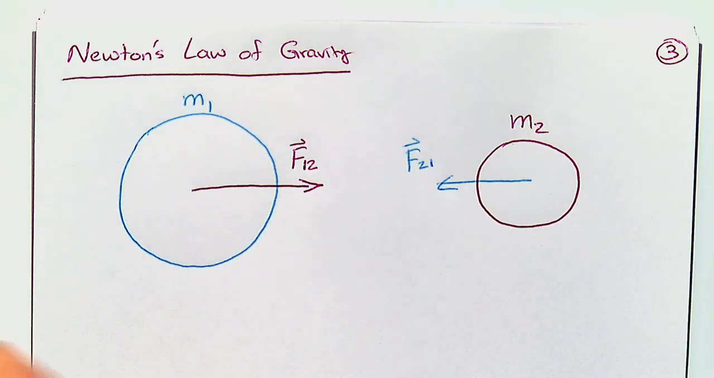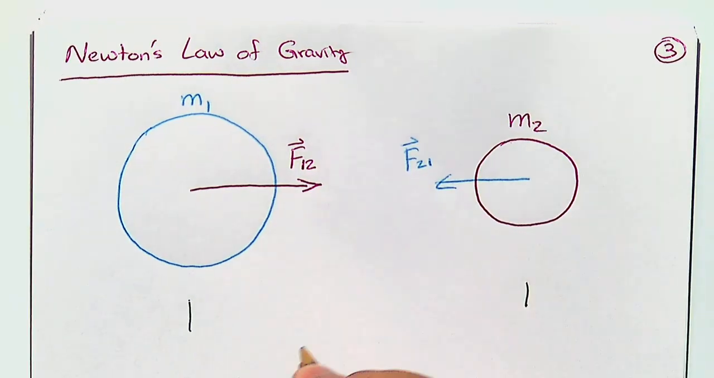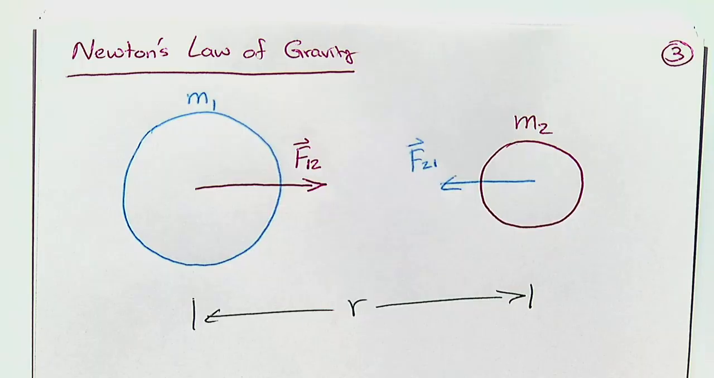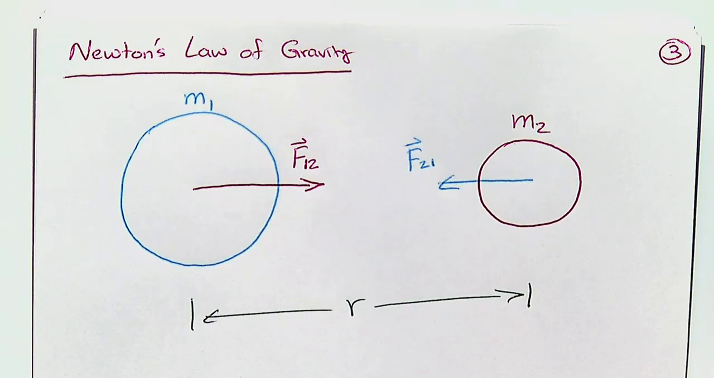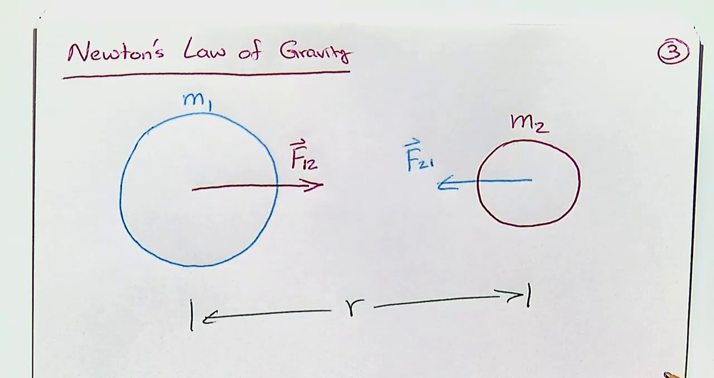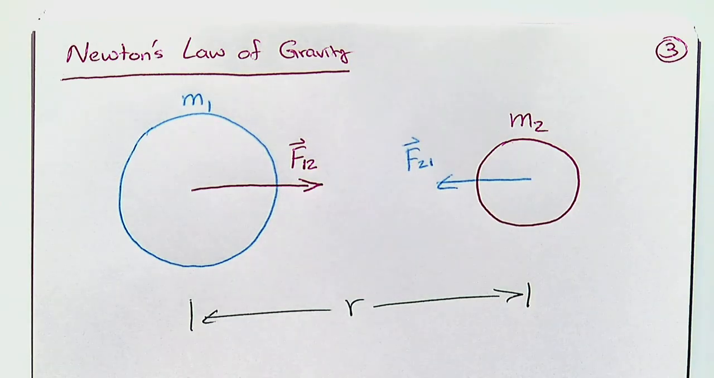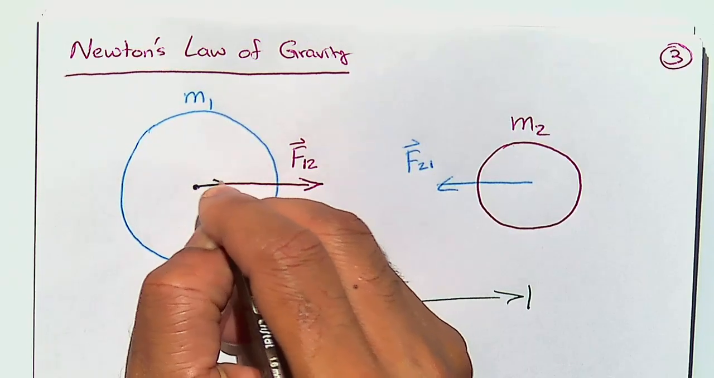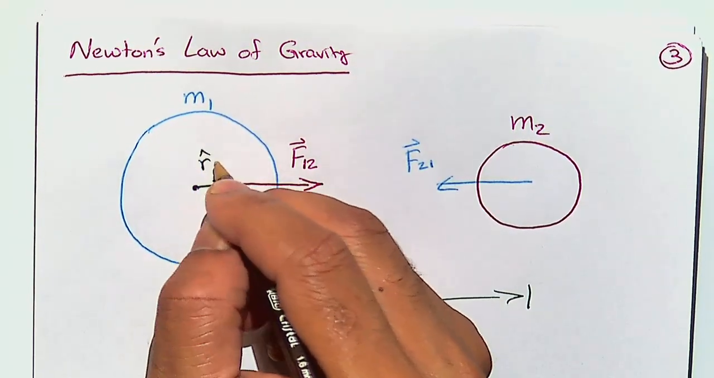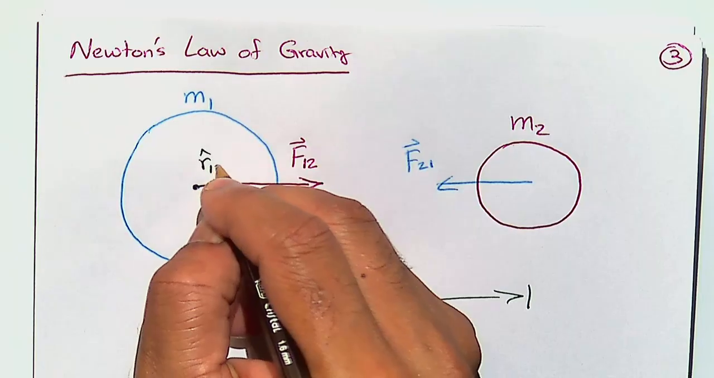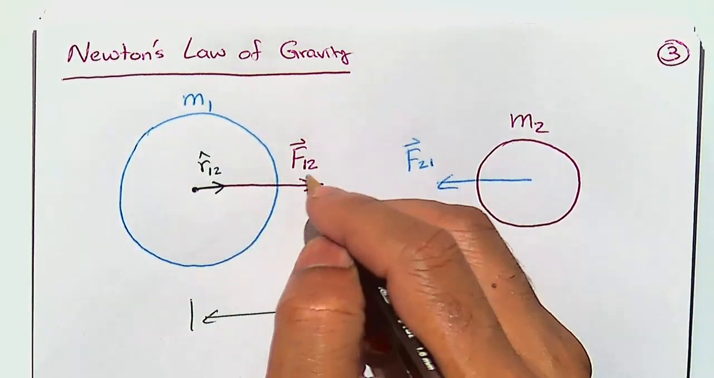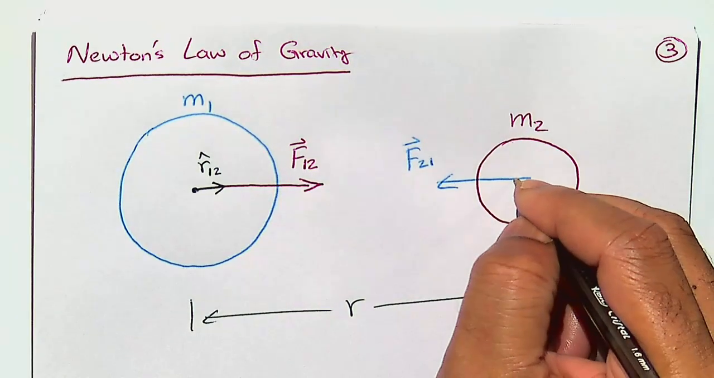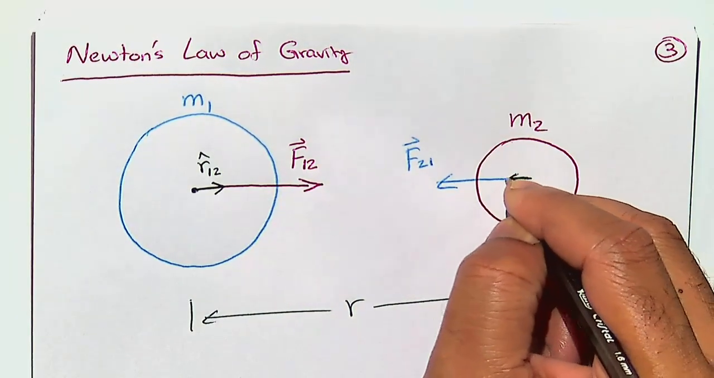And we have a certain distance between them. Call that r. That's going to come into play. That's important. They're some distance apart. And we're going to use some unit vectors to keep track of directions. So this has a unit vector r hat 1 by 2. So the direction of the force on 1 by 2 is that way. And then we have another unit vector pointing the opposite way.